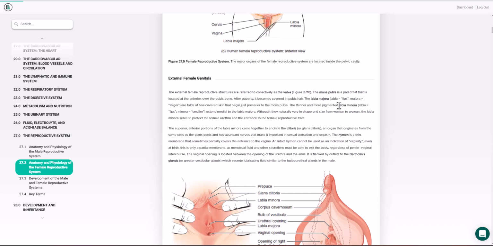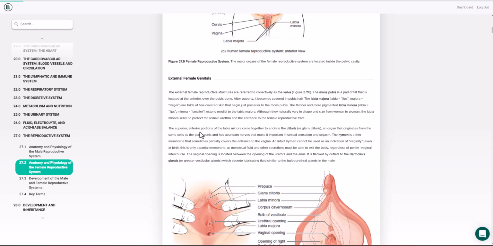Remember, we had the labrum in the shoulder and in the hip. So the labrum was a lip-like layer of cartilage that extended around, for example, the acetabulum or the glenoid cavity in the shoulder. And likewise, the labia here are sort of lip-like structures that help protect some of the entrance into the female reproductive tract.